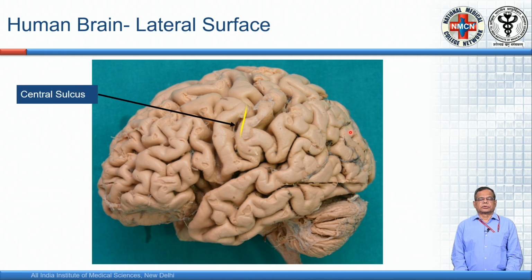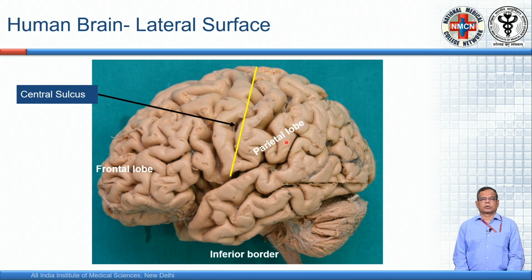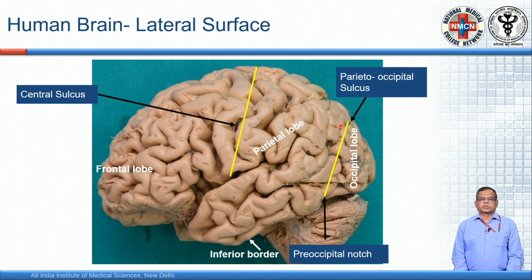The lateral surface. For descriptive purposes, the brain has to be divided into different lobes. A line which goes parallel to the central sulcus demarcates the boundary between the frontal lobe and the parietal lobe. The inferior border of the brain starts from the occipital pole to the temporal pole, and there is a notch called the pre-occipital notch, which is 5 cm in front of the occipital pole. A line joining the parieto-occipital sulcus and the pre-occipital notch forms the anterior boundary of the occipital lobe.